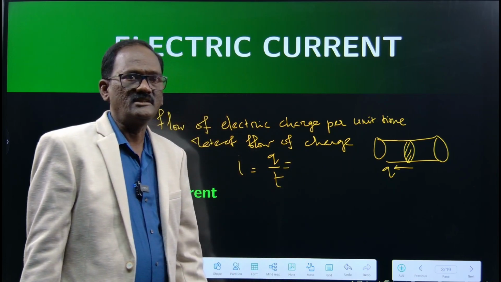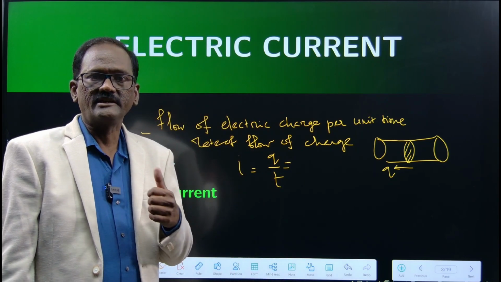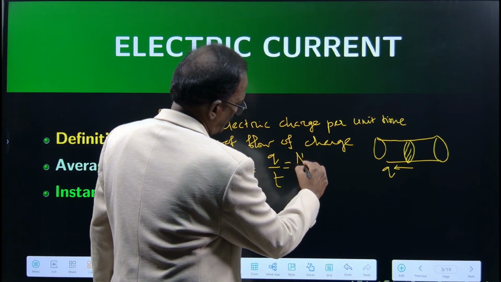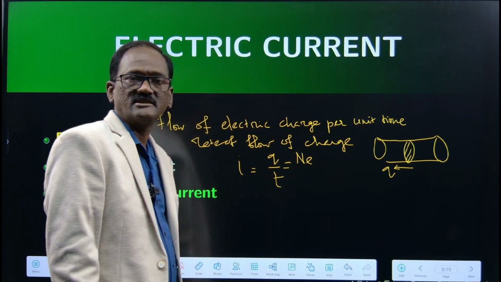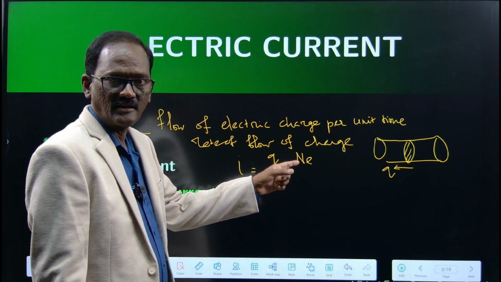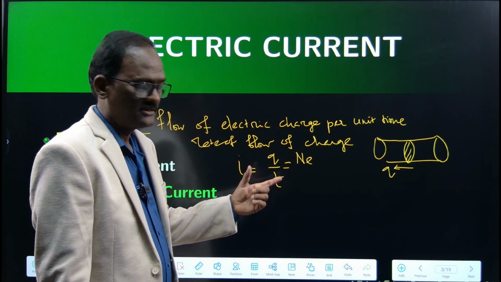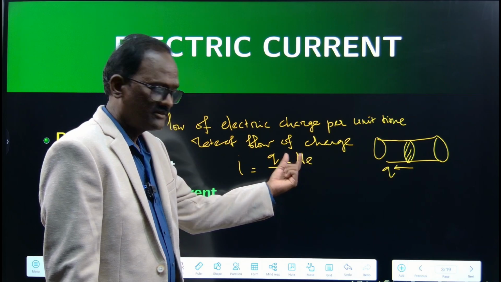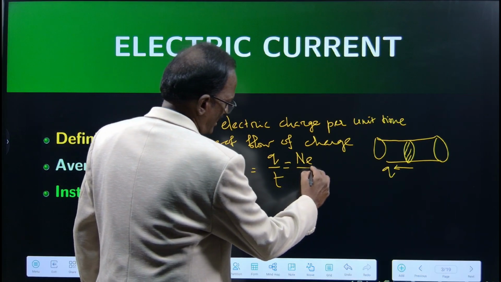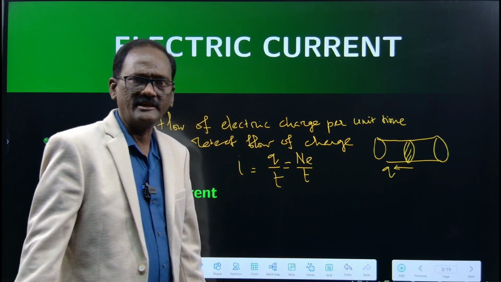In chapter 1, under the heading electric charges and fields, we have written Q as NE, quantization of charge. How many electrons, the number of electrons, and the charge per electron. If you multiply both, we will get the value of the total amount of charge, right? I can simply write Q is equal to N into E.